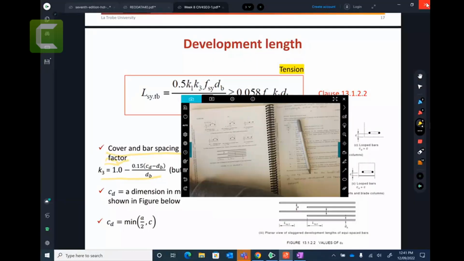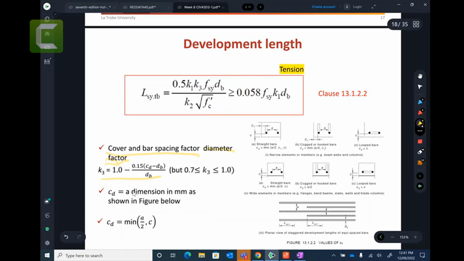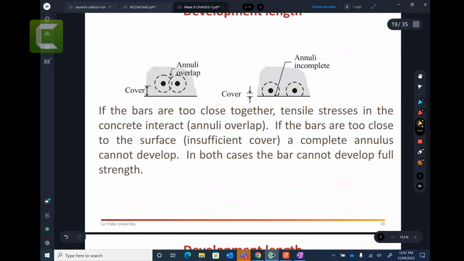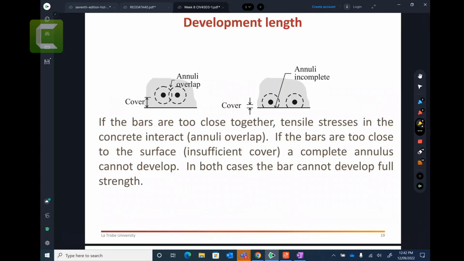All right, so that's simple to see. K3 tells you whether you are providing enough cover or not, and whether the distance between one bar and another is enough or not. You're not putting the bars close to each other, so it will not split. And Cd is equal to a by 2, c, and I think I forgot this c1, so put the c1 here as well. All right. So that's these figures.